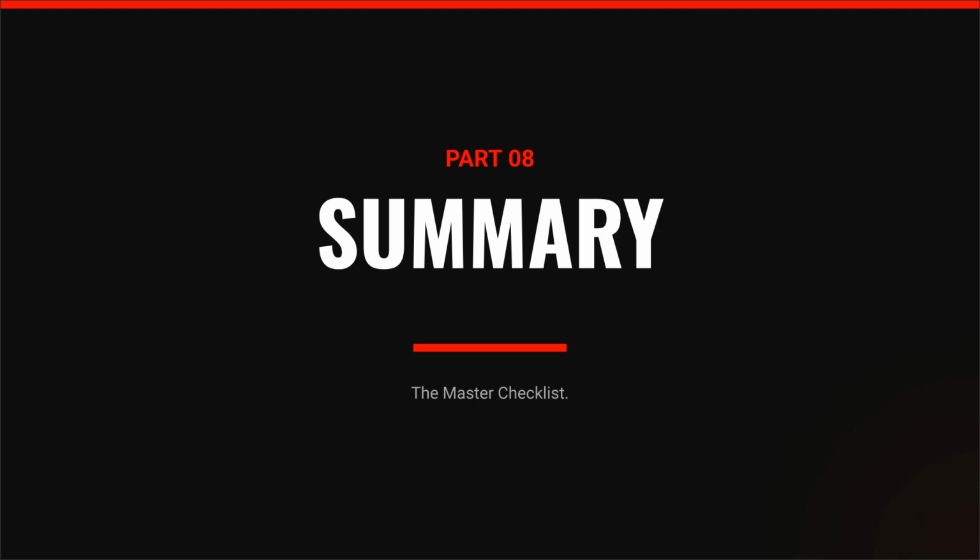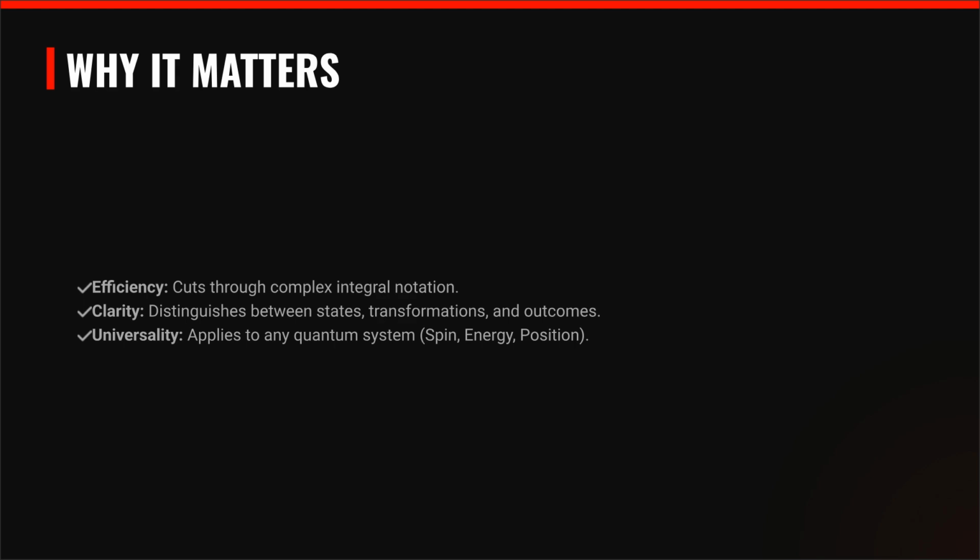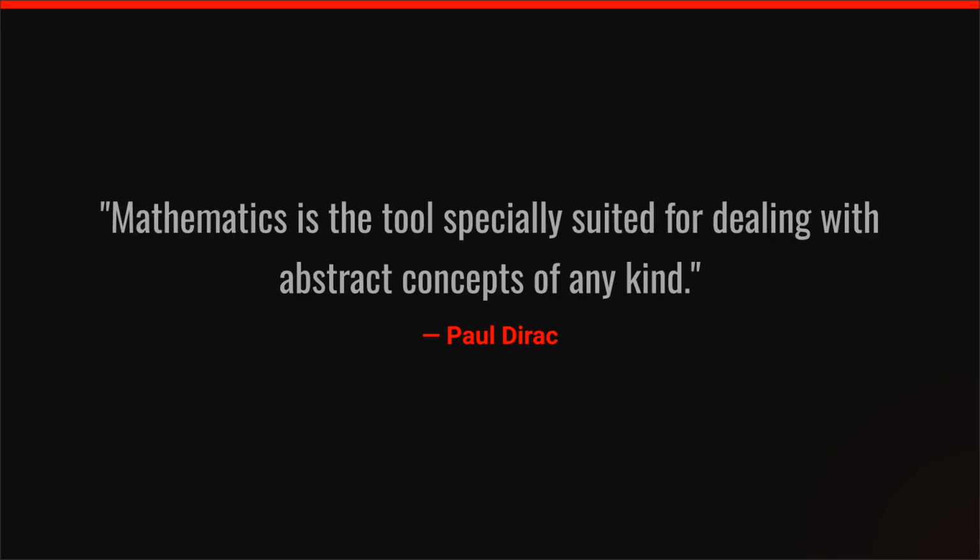Part 08 provides a summary, covering the master checklist of concepts. Here is a glossary of the symbols used throughout this video. Dirac notation matters because of its efficiency in cutting through complex math, its clarity in defining components, and its universality across all quantum systems. As Paul Dirac stated, mathematics is the tool specially suited for dealing with abstract concepts of any kind.